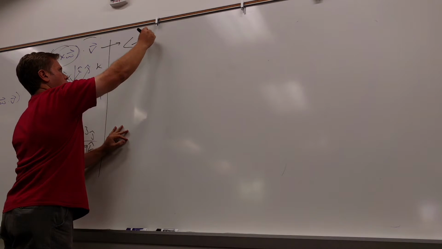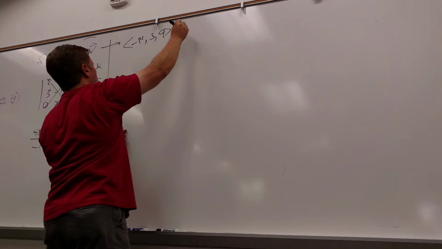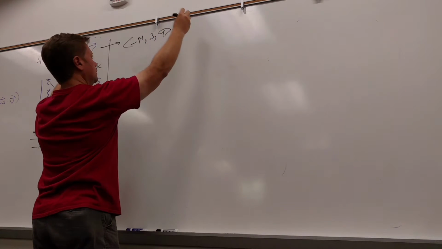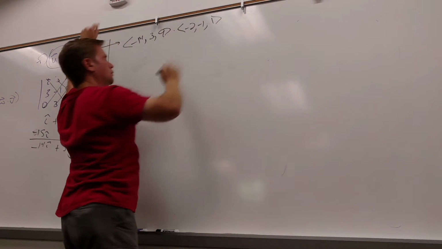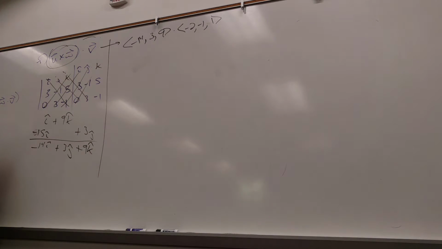Negative 14, 3, 9. And I want to dot that with V. What was V? Negative 2, negative 1, 1, 1. Like that? Negative 1, 1? Okay. Yes, sir. How'd you get negative 15? I don't know.